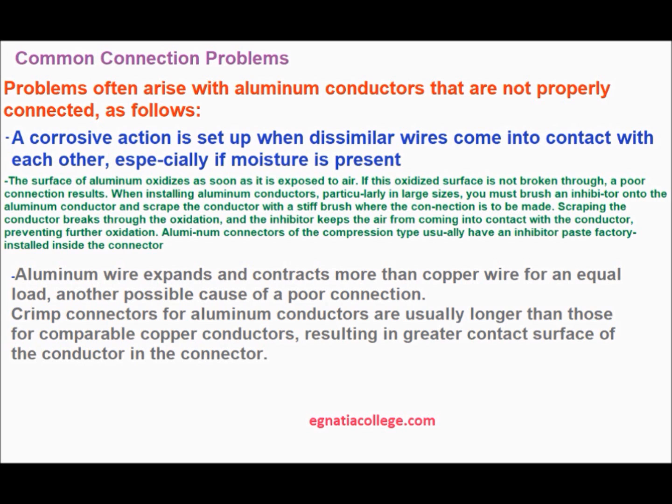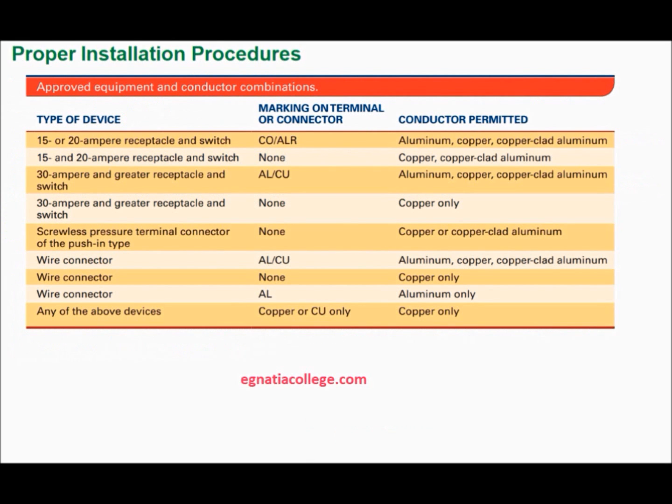Proper installation procedures. Proper, trouble-free connections for aluminum conductors require terminals, lugs, and/or connectors that are suitable for the type of conductor being installed. Terminals on receptacles and switches must be suitable for the conductors being attached. Listed connectors provide proper connection when properly installed. Wire connections.